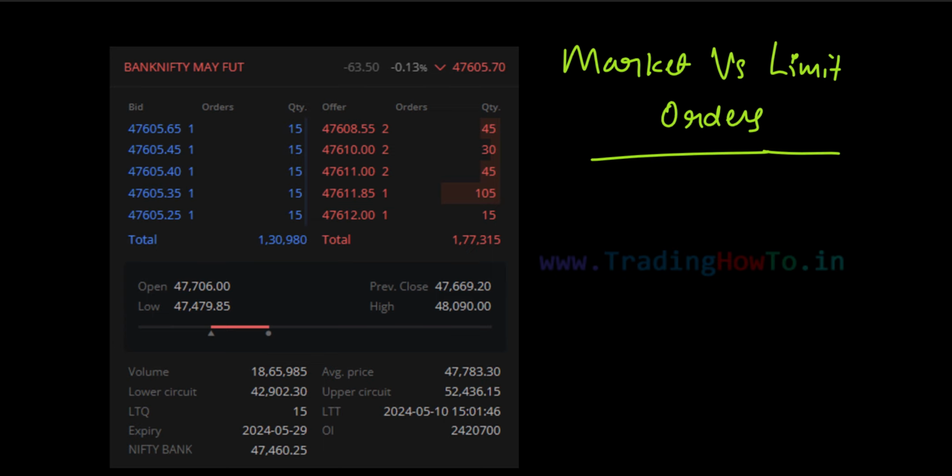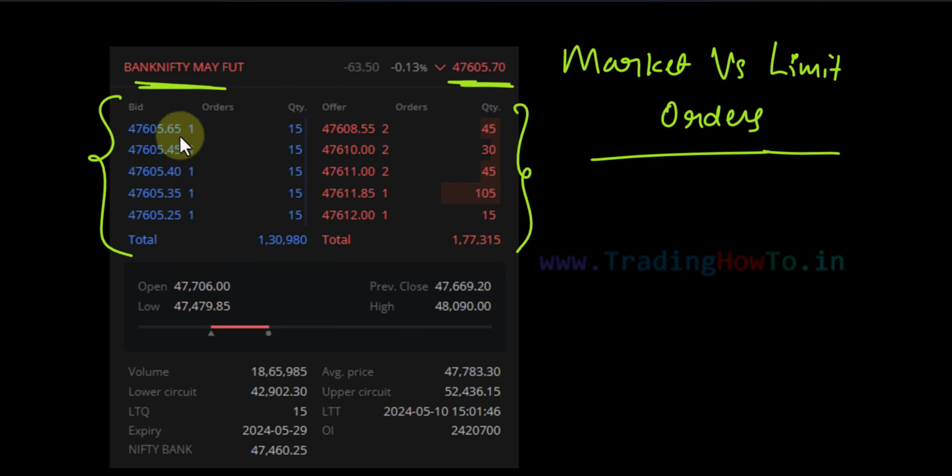So here I have an image of the market depth where we can see the buy and sell limit orders. Here, this is the instrument and this is the last traded price. Then this left hand side is called the bid, where we can find the limit buy orders placed by the traders, and this right hand side is called the ask, where we can find the limit sell orders placed by the traders.